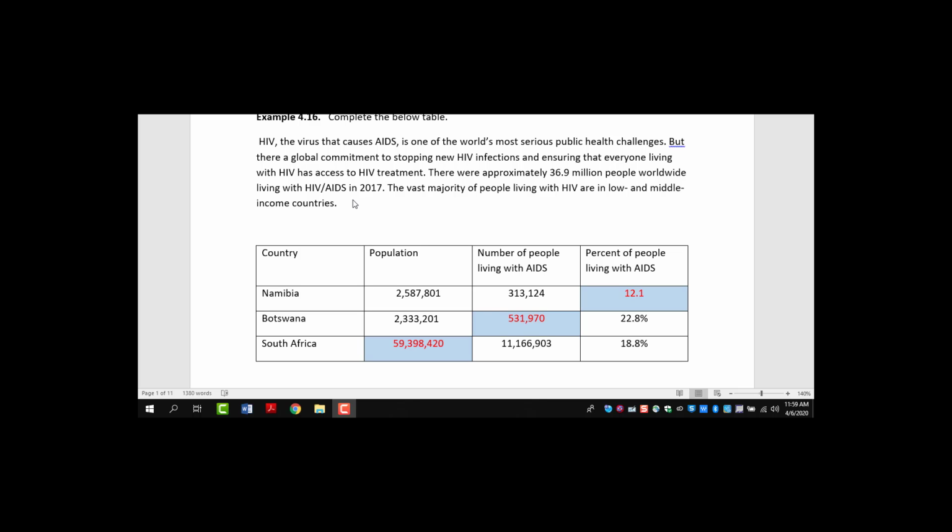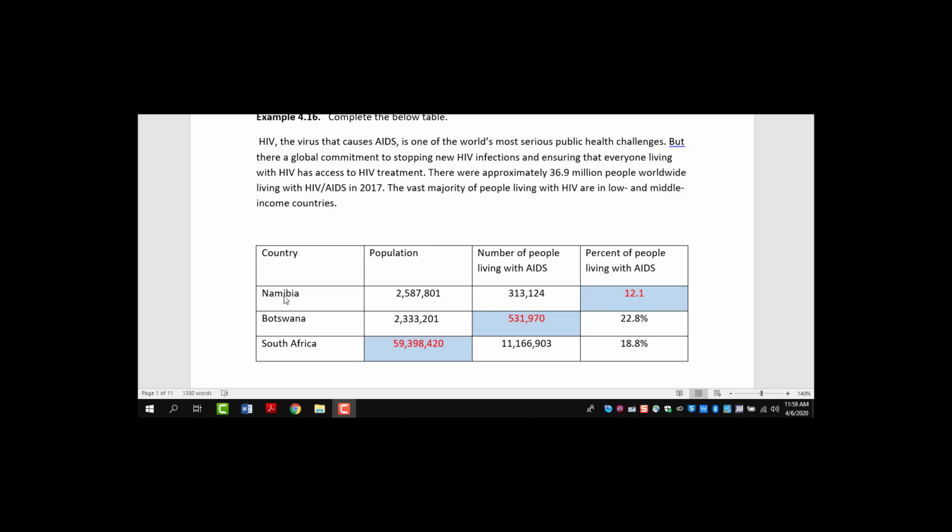It says HIV, the virus that causes AIDS, is one of the world's most serious health challenges. There's a global commitment to stopping new infections, ensuring everyone living with HIV has access to HIV treatment. There were approximately 36.9 million people worldwide with AIDS in 2017, and the vast majority of people living with AIDS are in low and middle income countries. These are 3 countries in the continent of Africa.